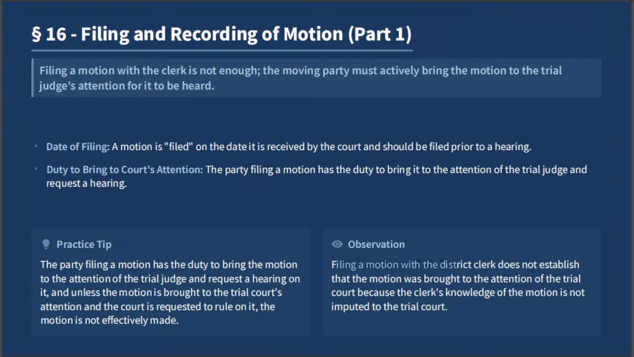Filing a motion with a district clerk does not establish that the motion was brought to the attention of the trial court, because the clerk's knowledge of the motion is not imputed to the trial court. Wow.